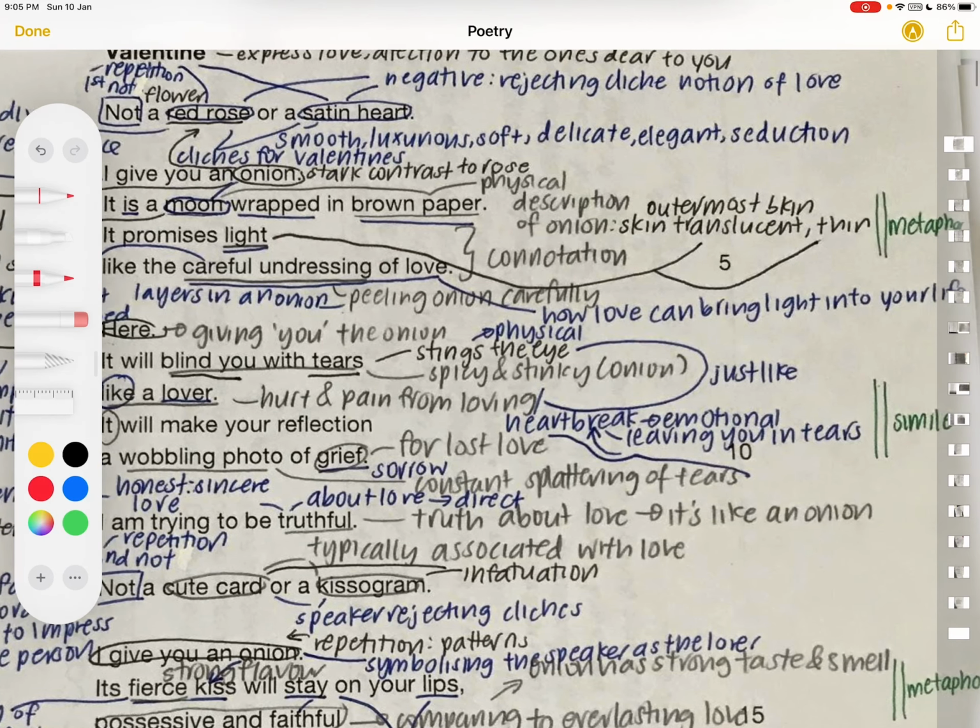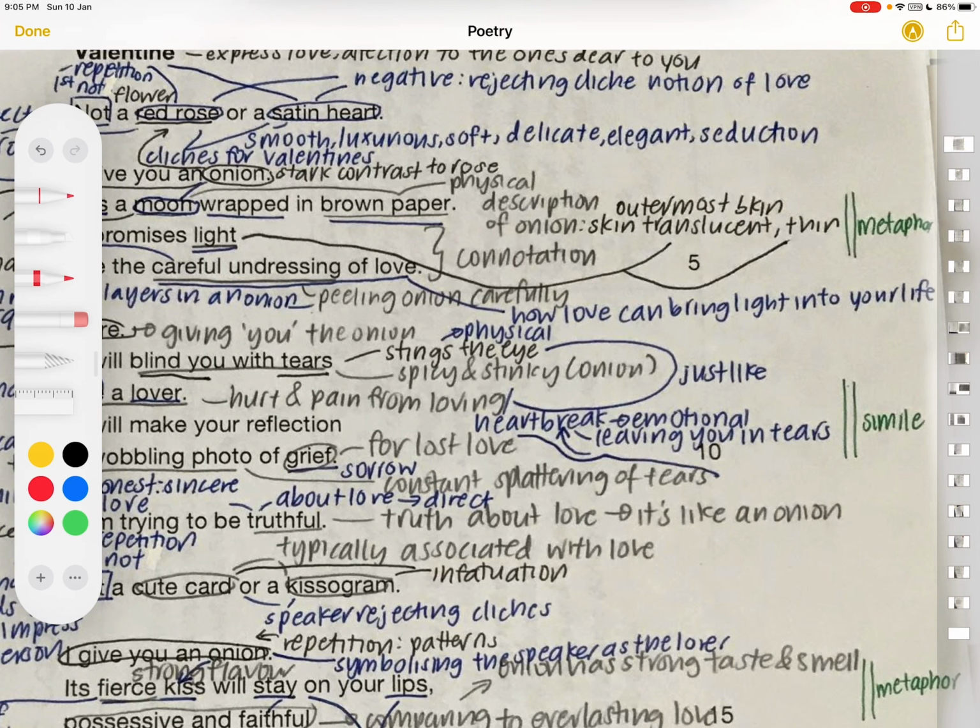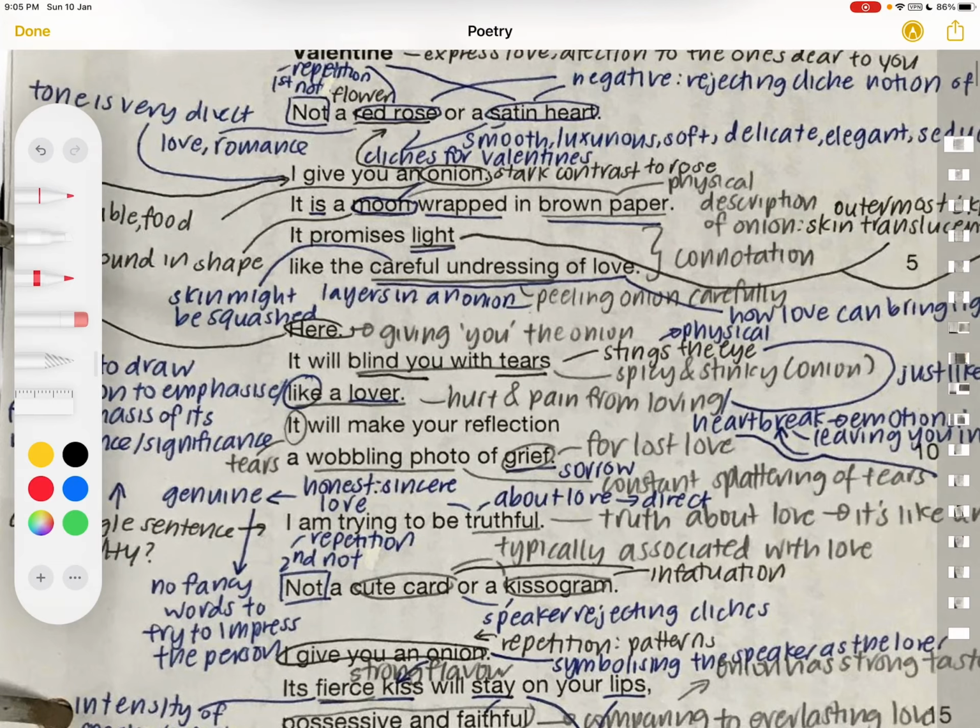The careful undressing of love can also be an interpretation of how love can bring light into our lives, because when we undress something, then we let the skin be shown to the light.